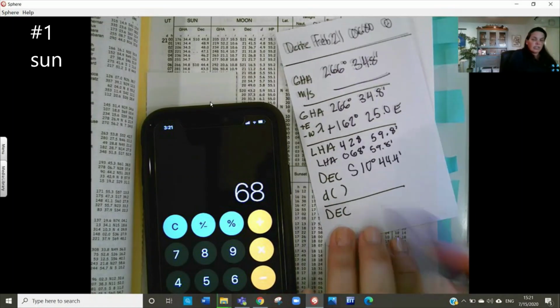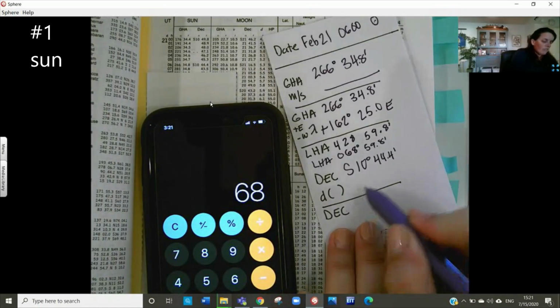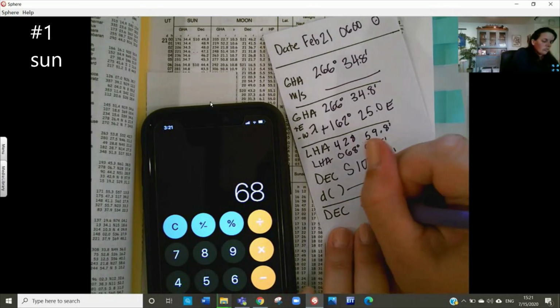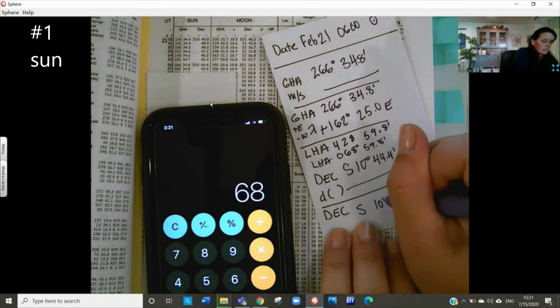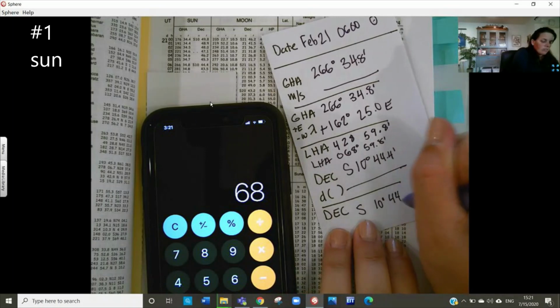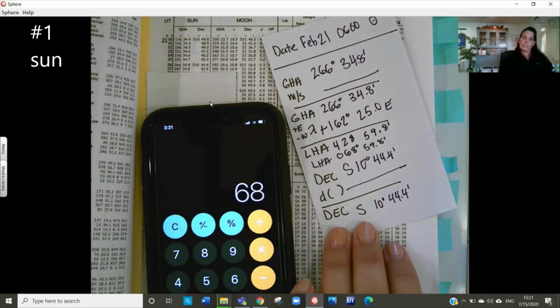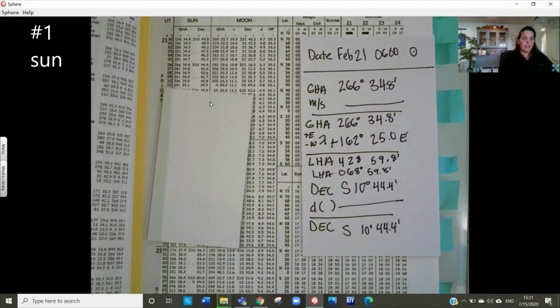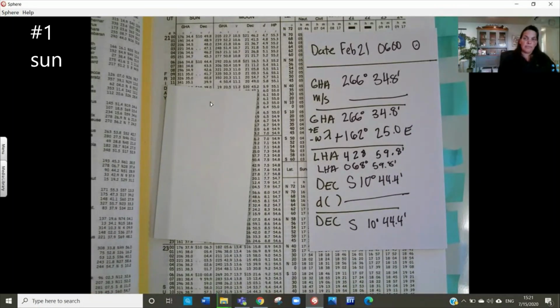And our declination, again, we have no correction because there's no more minutes and seconds. So we have south 10 degrees, 44.4 minutes as our declination. So that is number 1. Let's do number 2.